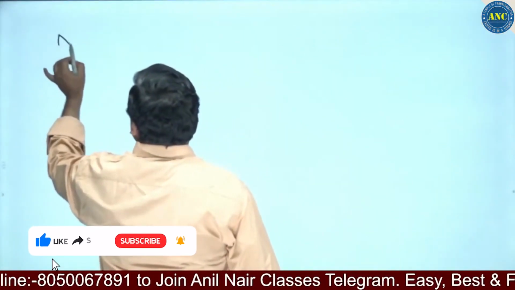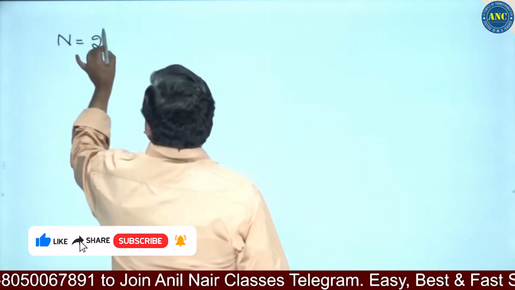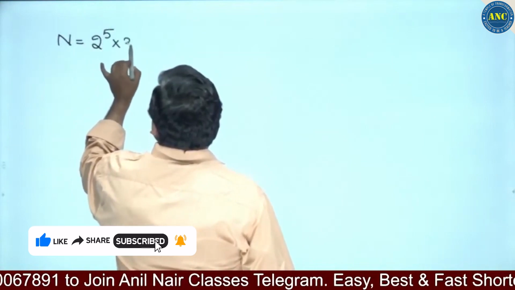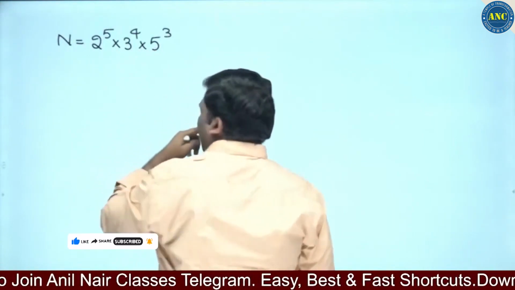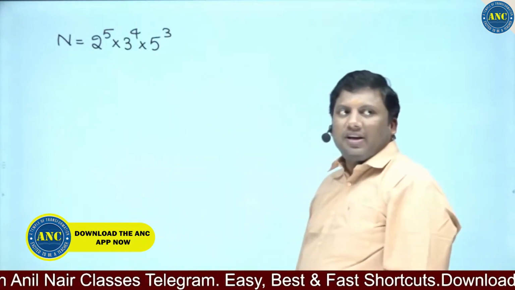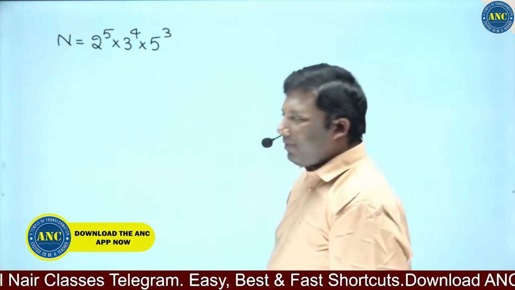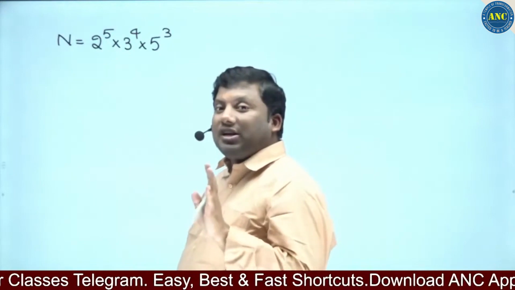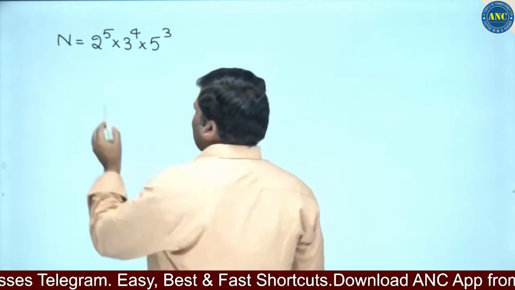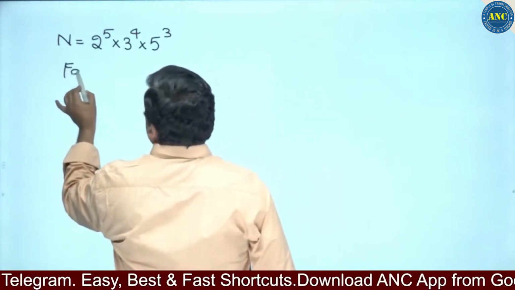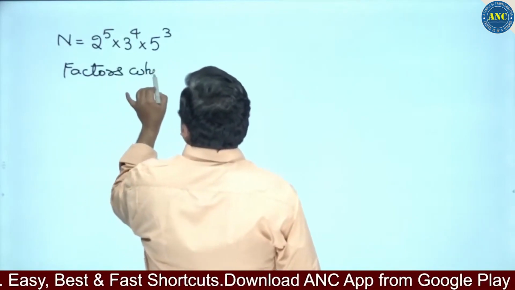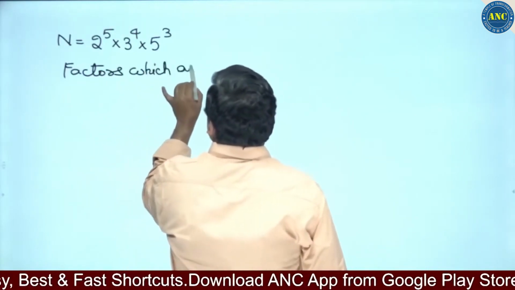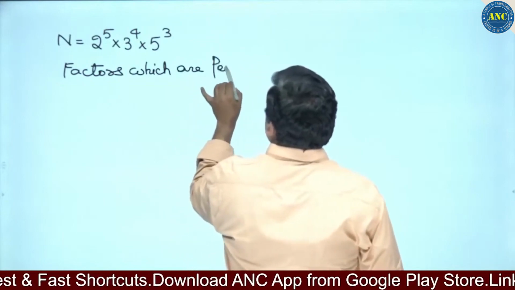So n is equivalent to 2 power 5 into 3 power 4 into 5 power 3. What is the question? Factors which are perfect squares.